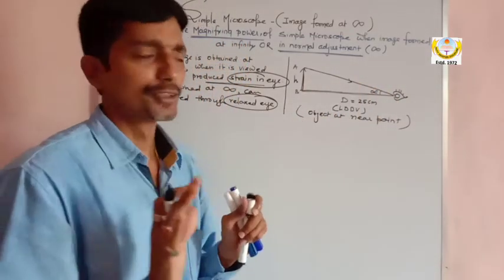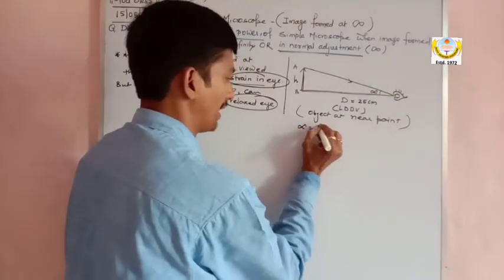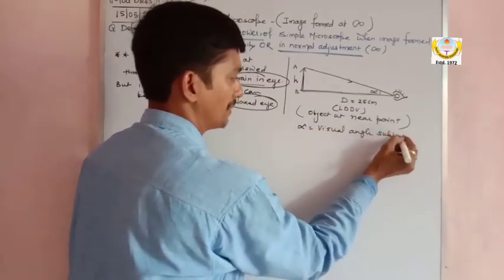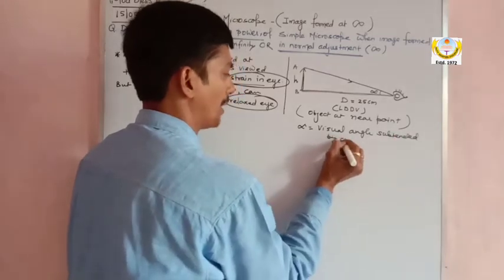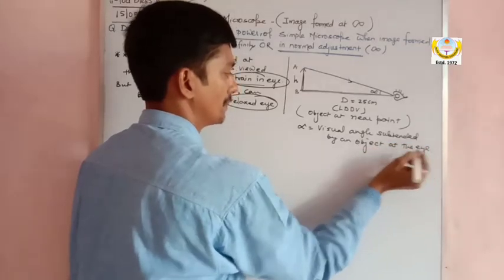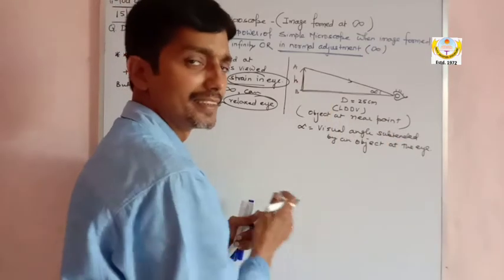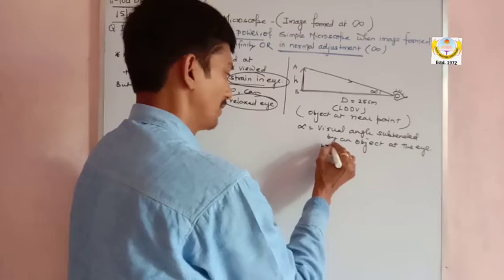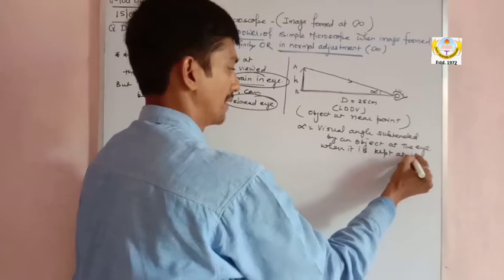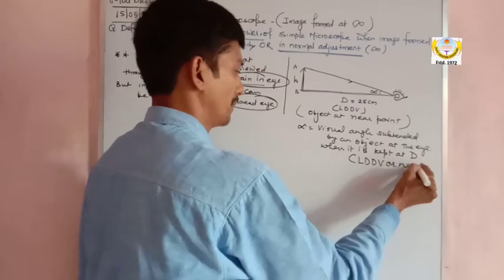Everybody. So what is alpha, sir? Alpha is a visual angle. Alpha is what? Alpha is the visual angle subtended by an object at the eye. Visual angle subtended by an object at the eye when it is kept at capital D. What is capital D? Least distance of distinct vision or near point.